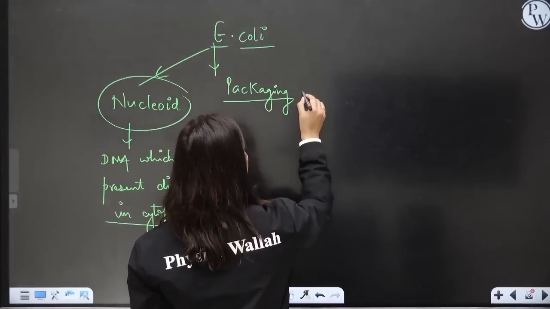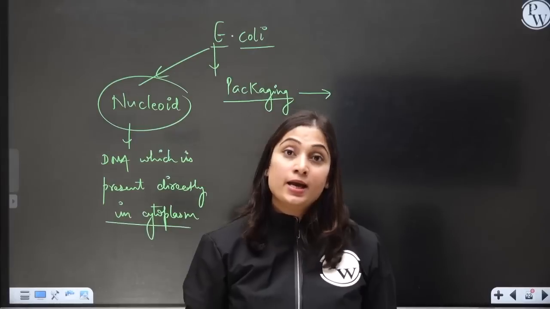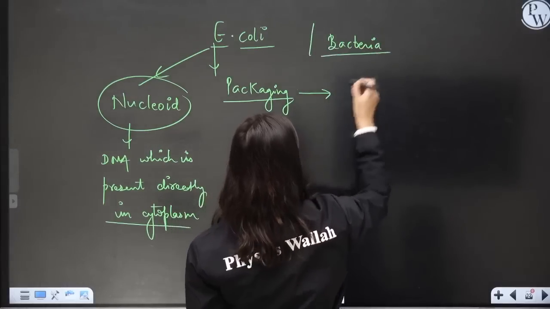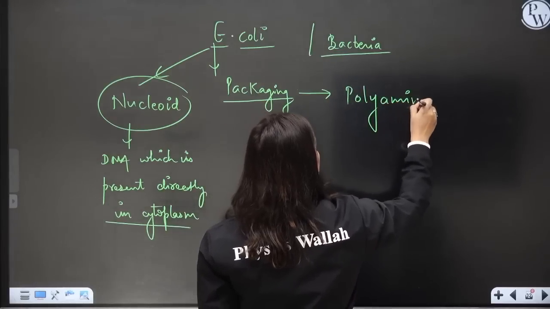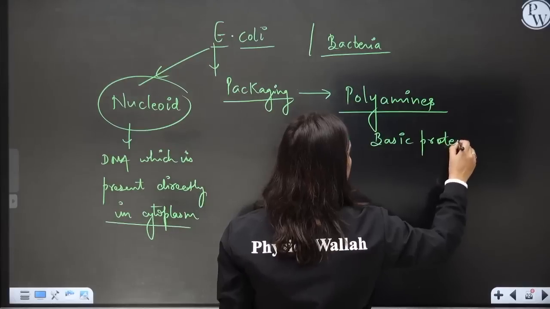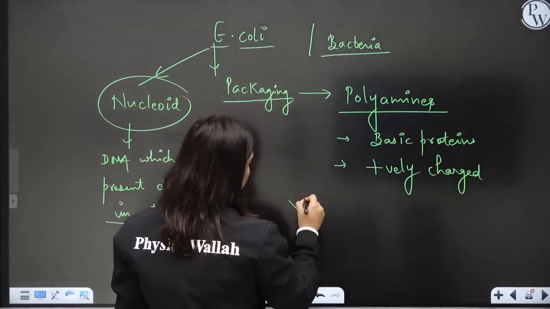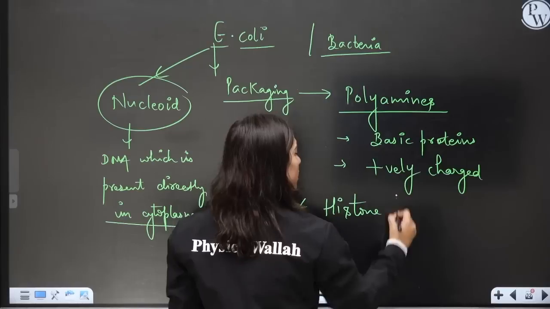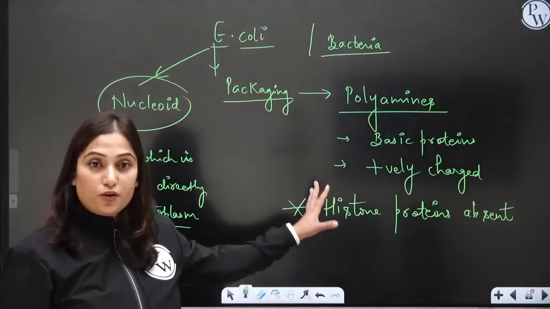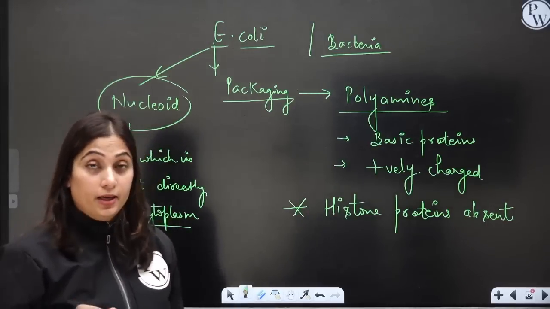So for packaging of DNA in E. coli, histone proteins are not present. You must have heard of special proteins called histone proteins, which are present in eukaryotes, but in E. coli or in bacteria, for packaging, they have another type of proteins called polyamines. Histone proteins absent. Polyamines are also basic proteins. That means they are composed of basic amino acids and they also are positively charged. So in place of histone proteins, they have polyamines, which are responsible for the supercoiling or packaging of DNA in case of bacteria. But it is complex in case of eukaryotes.